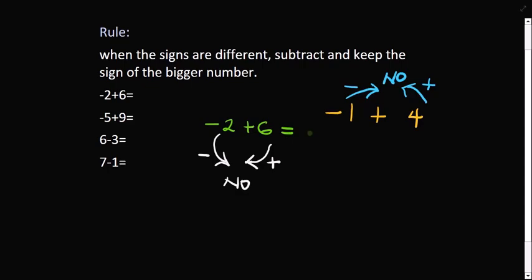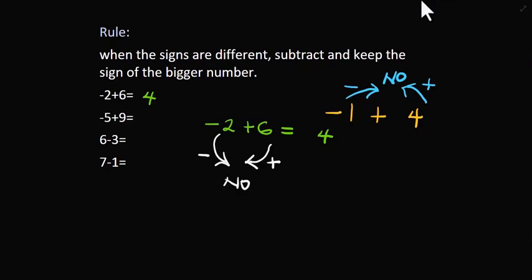We have that 6 minus 2 is 4. But we have to keep the sign of the bigger number. And what is the sign of the bigger number? Between 2 and 6, what is the bigger number? 6 is the bigger number. So there is no need to write plus 4. Our answer for this is simply 4.